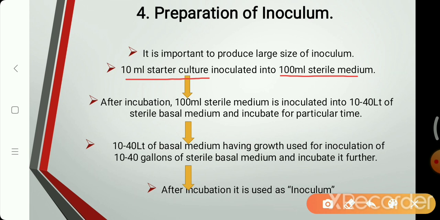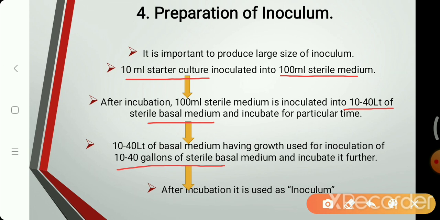After that, we will add 100 ml of this sterile medium into 10 to 40 liters of the basal medium that supports the growth of microorganism. Then again we incubate for a particular period of time for sufficient growth to take place. After that, we will add this 10 to 40 liters of the medium into the 10 to 40 gallons of sterile basal medium. Then again we incubate after the sufficient growth takes place.